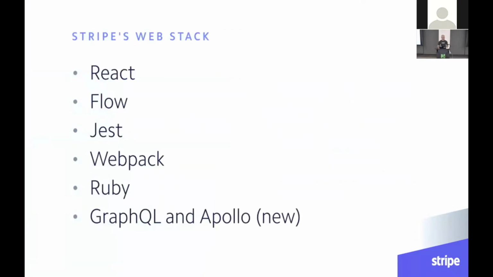And just to recap before I get into the rest of the stuff, we're working on a pretty standard kind of web stack here. We're using React, we're using Flow versus TypeScript, big debate, not getting into it. Jest, Webpack. We use Ruby on the back end, Stripe being one of those big Ruby companies you might hear about. And the newest addition, of course, which I'm going to talk a lot about today, is GraphQL and Apollo.